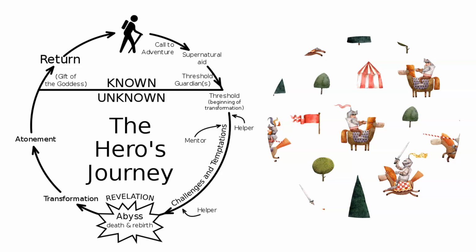There's atonement, so now you try to make up for your past failings. And then we return into the known world, often with some sort of gift that we've gotten in that other world. So these are traditional storytelling tropes.